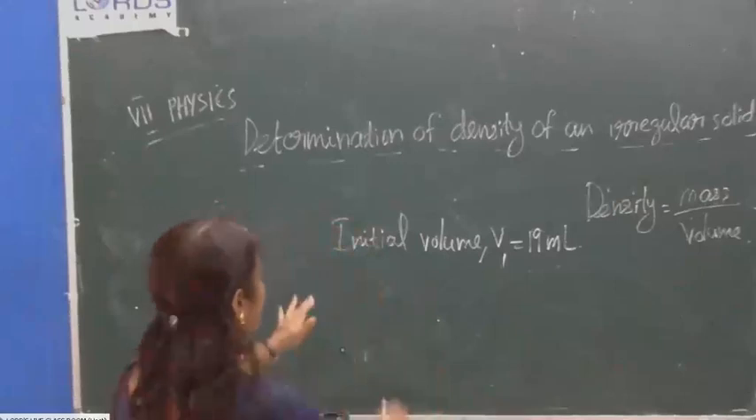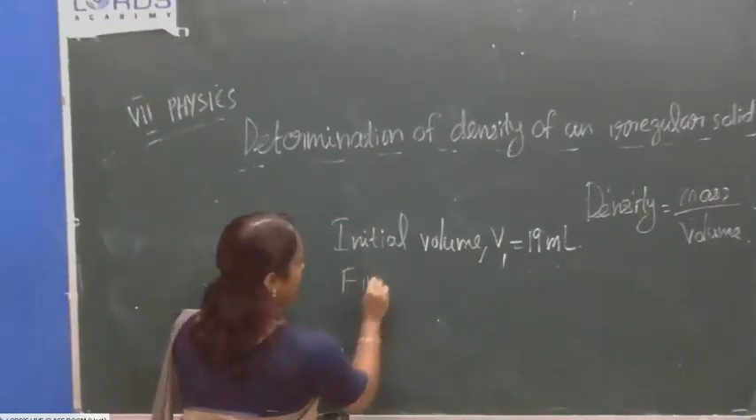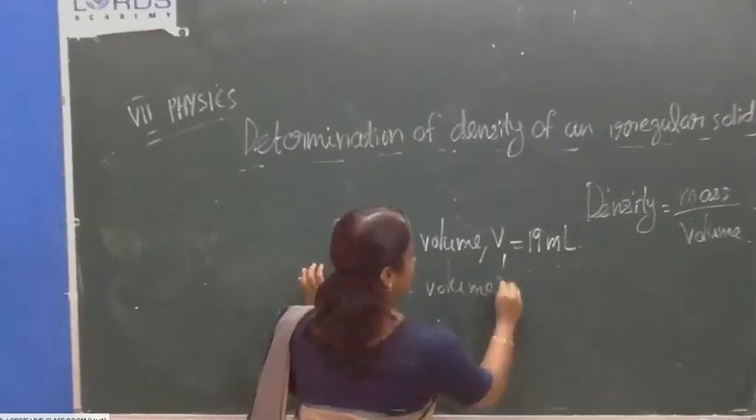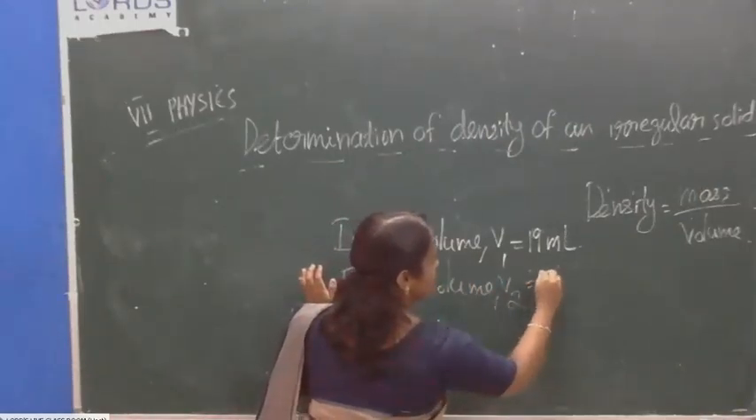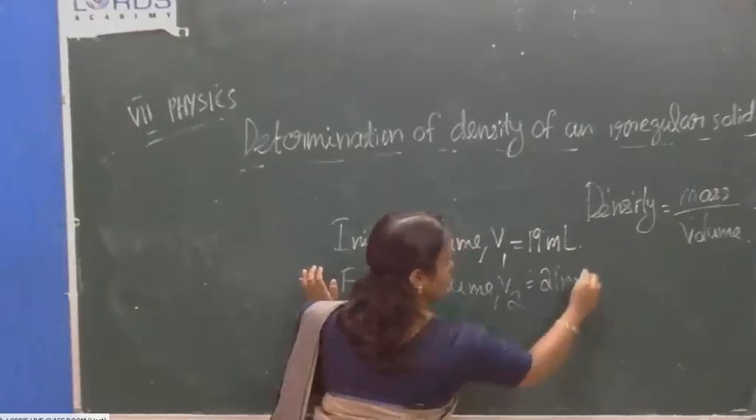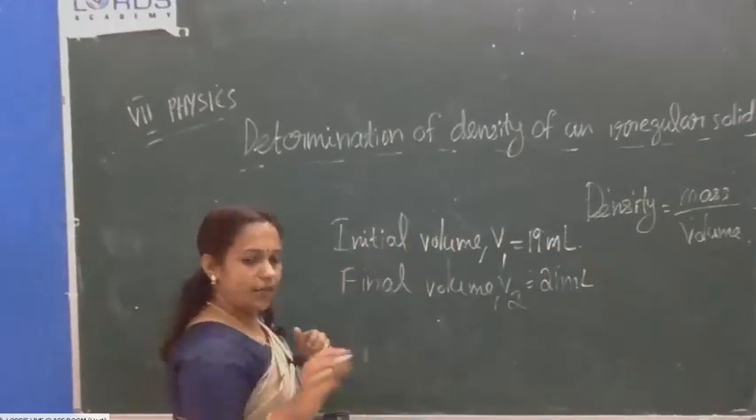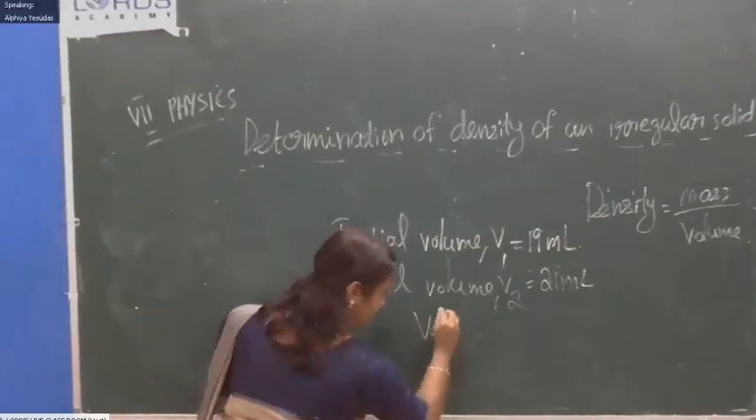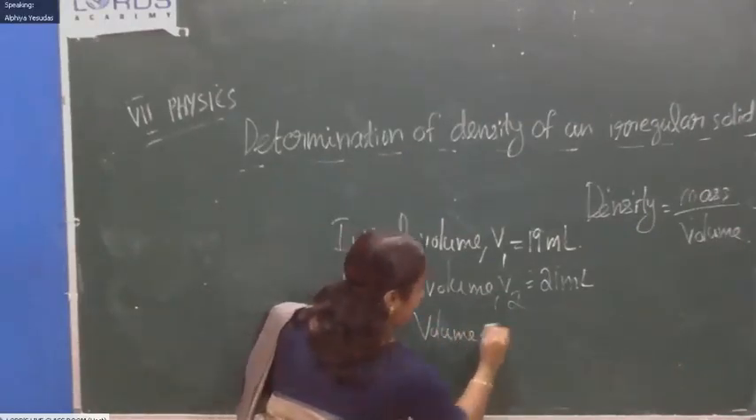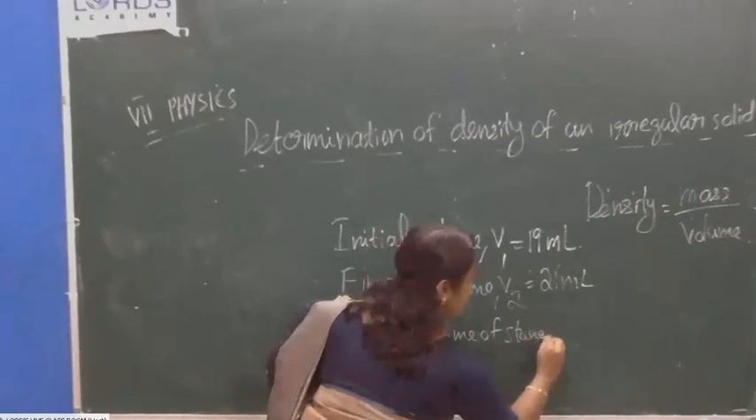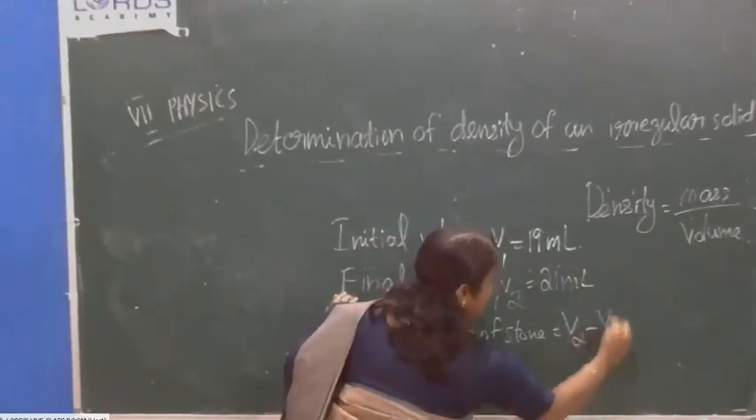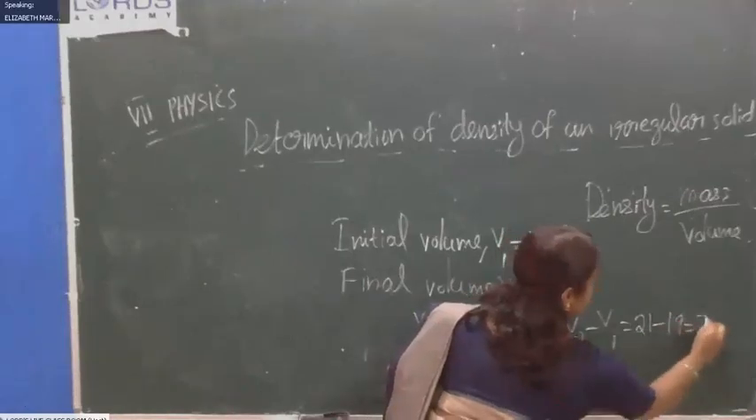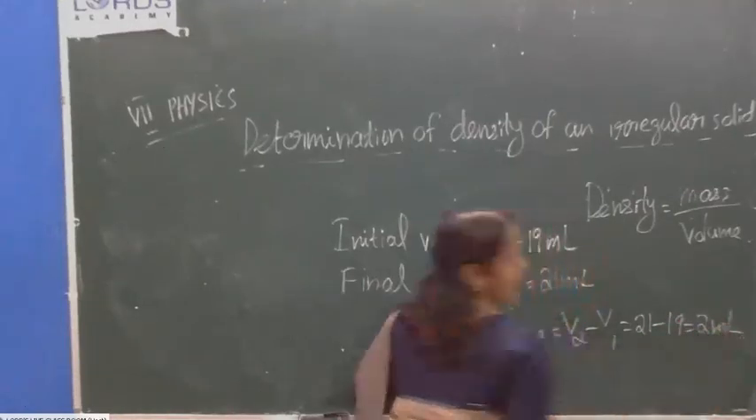Here I am writing the final volume. Final volume means after dipping. V2 is equal to 21. So how will I get the volume of that irregular solid or stone? We have to subtract the initial volume from the final volume. Volume of stone is equal to V2 minus V1, 21 minus 19, that is 2 ml.